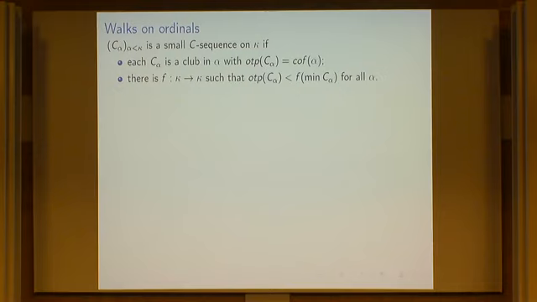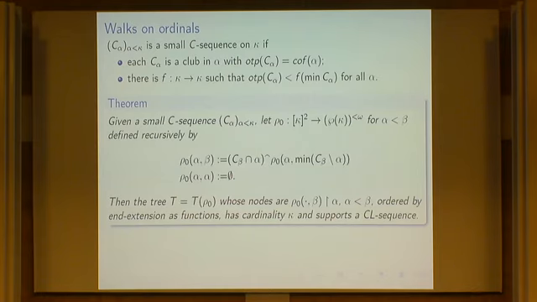And then there is the smallness part, which says that I have a function f from kappa into kappa which controls the order types: I know that the order type of each C_alpha is smaller than f of the minimum of C_alpha. So I know the order types of the C_alphas are controlled by this function, okay?